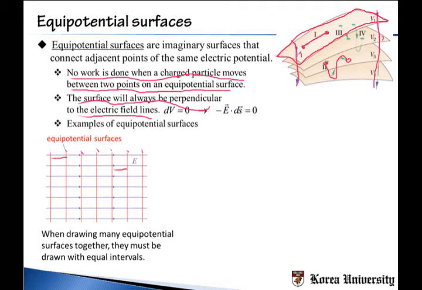And then see that the electric field is actually going from left to right. And so what does it mean? It means that electric potential will be high on the left hand side and low on the right hand side. That is why electric field goes from left to right.